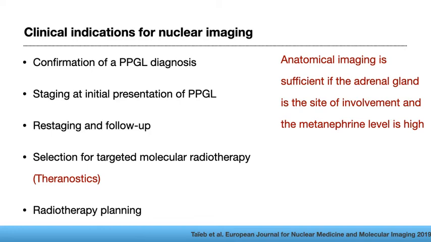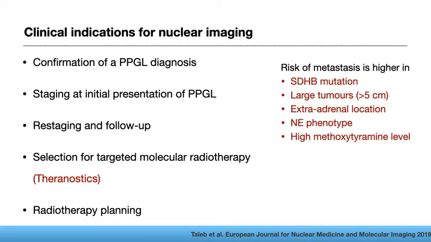Sympathetic nerves are incapable of synthesizing epinephrine because they are PNMT deficient, and epinephrine is only produced in the adrenal glands. That's why there is no risk of metastasis or any other primaries elsewhere in the body in patients presenting with adrenal pheochromocytoma and epinephrine phenotype. Anatomical imaging is enough in this case.